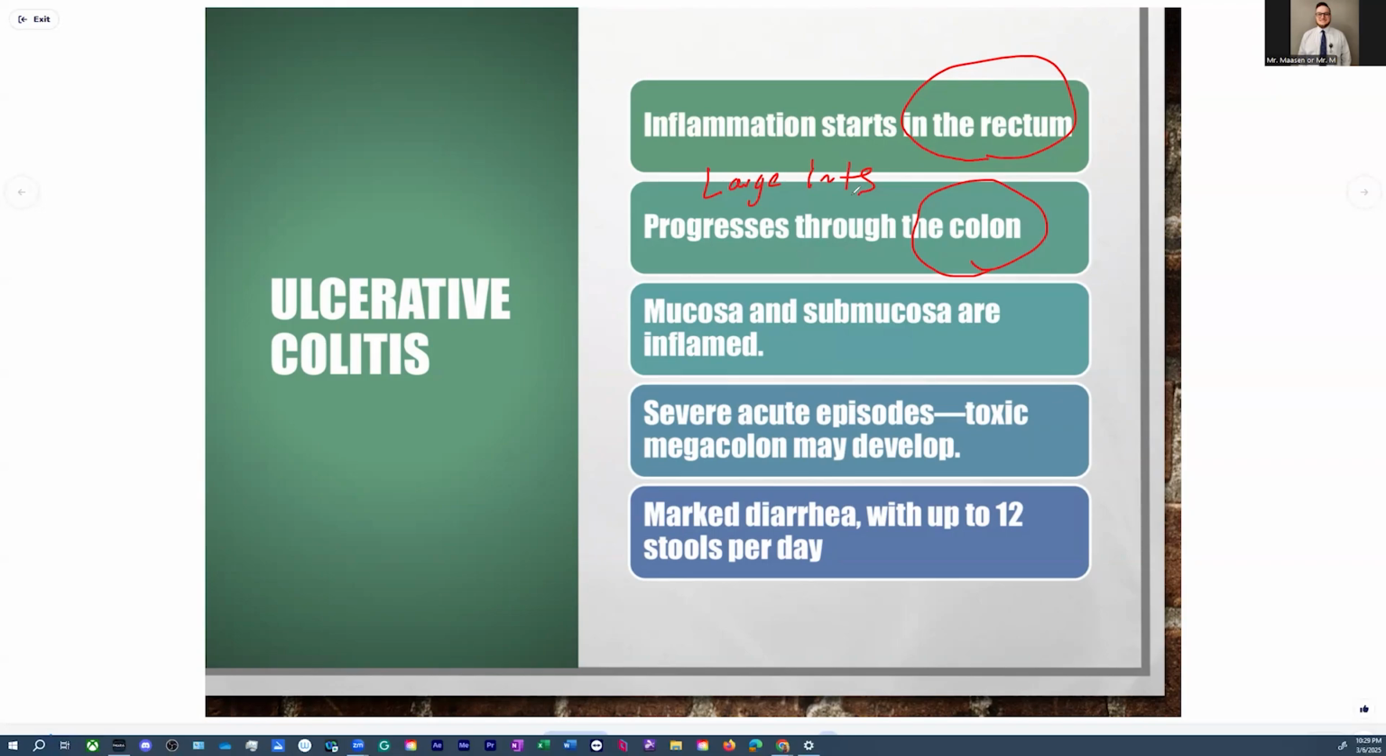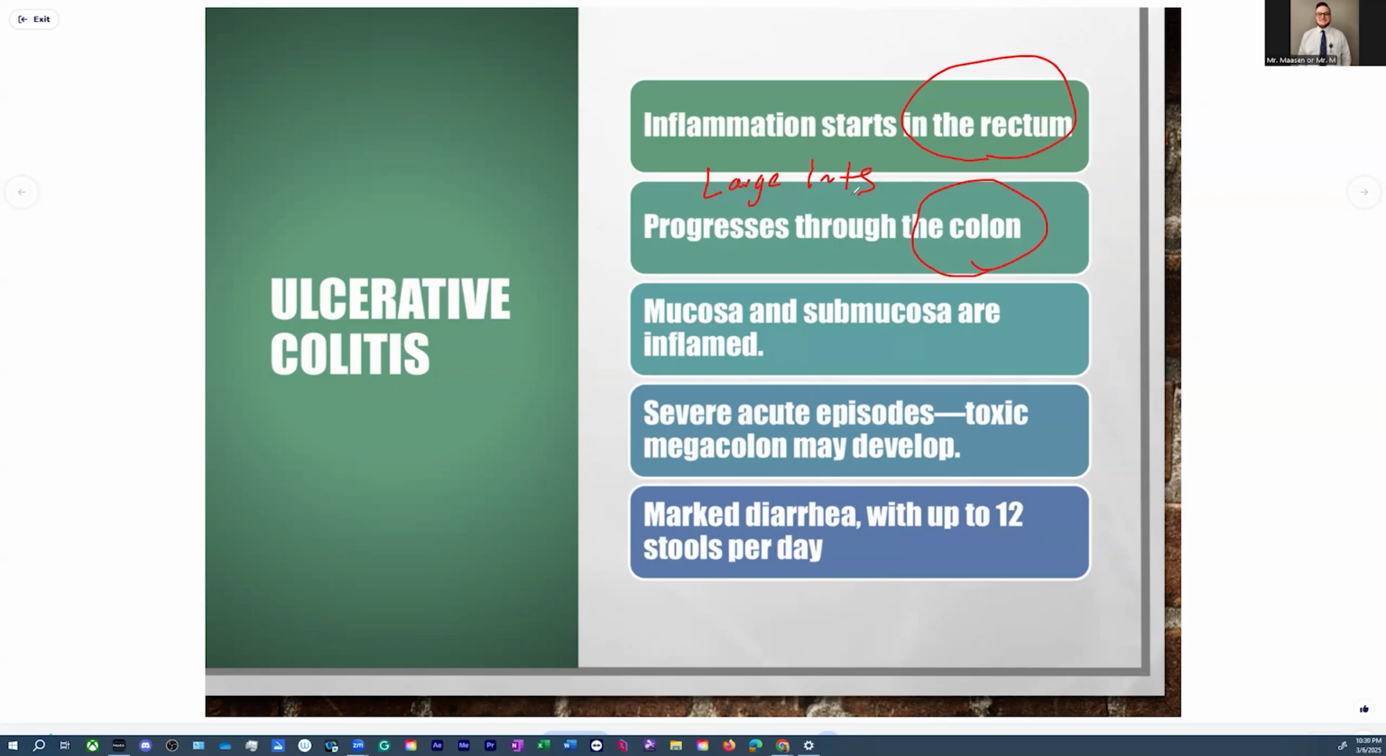And this interferes with absorption and electrolyte balance, because remember that our lower GI tract is all about fluid and electrolyte reabsorption. So with ulcerative colitis, they can have more systemic effects associated with fluid shifting or loss of fluid and electrolyte imbalances. It can have severe acute episodes with what's called toxic megacolon.